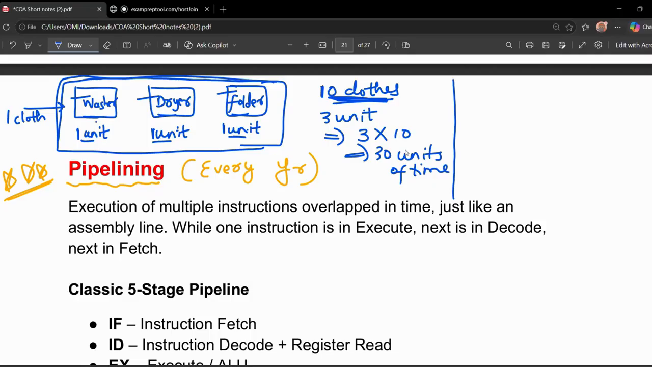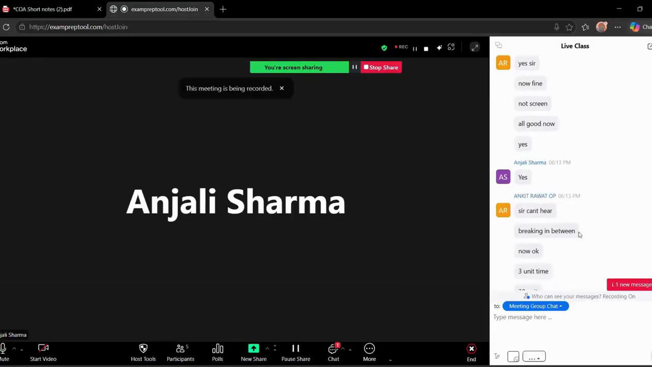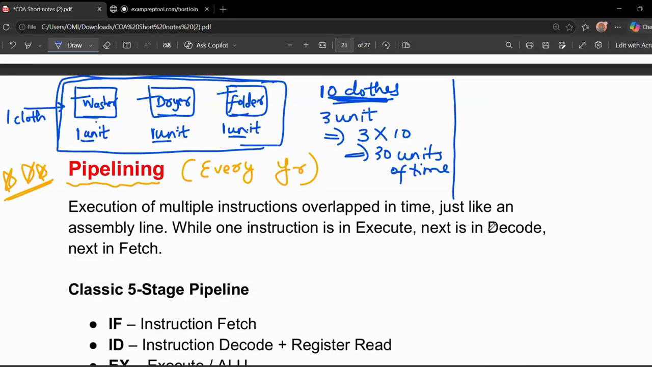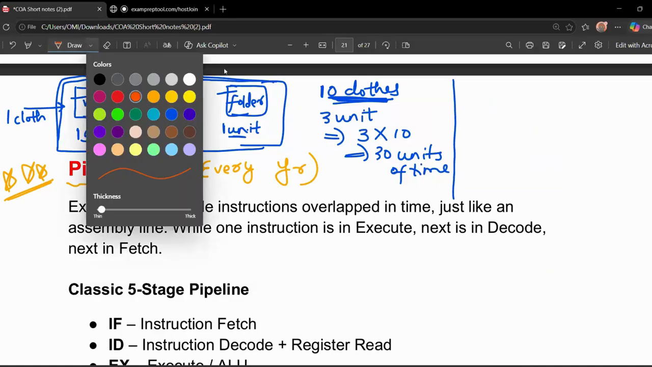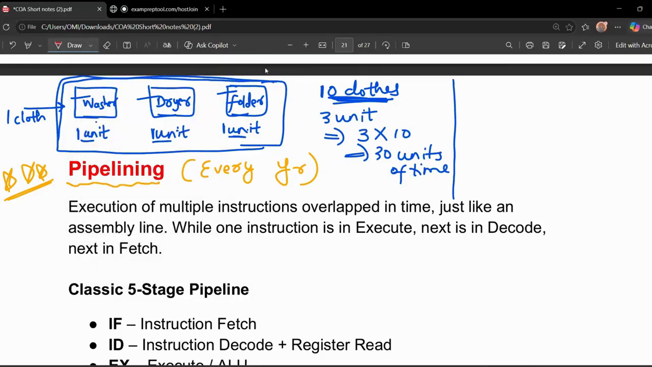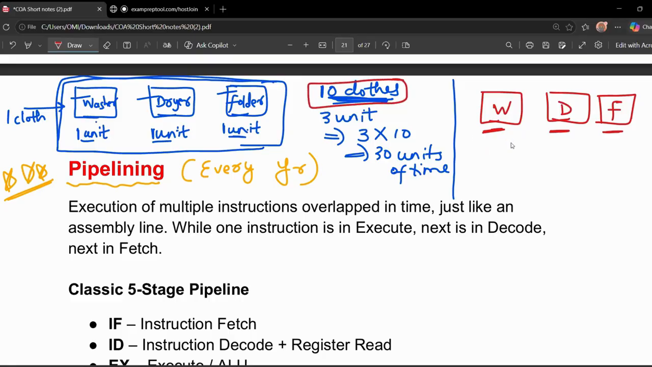Now this is the case for non-pipeline. But now, let's say we have a pipeline. Then all these three machines are separate units: washer, dryer, and folder. So now how much time will it take? Let's say in the first unit of time, one cloth is here in the washer.